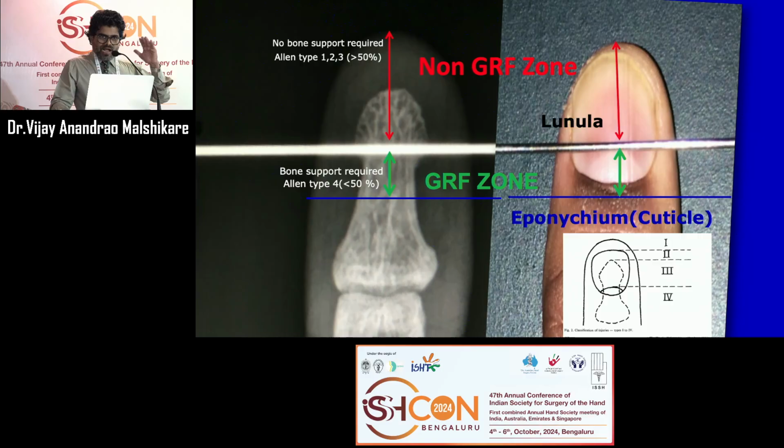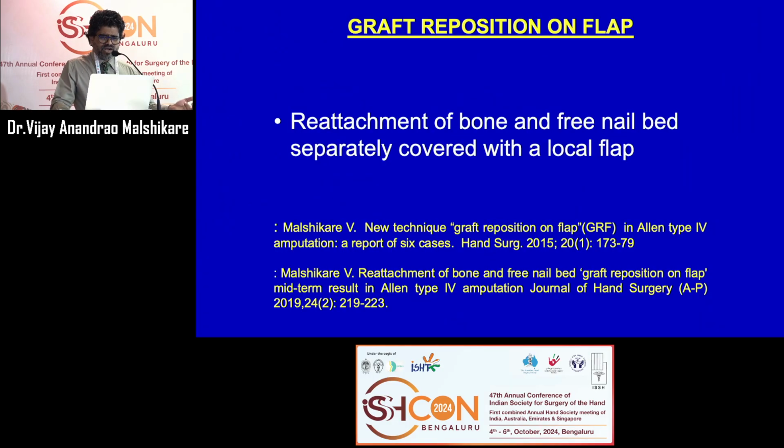So I have modified this. In my classification, distal to the lunula is a non-GRF zone, covering types 1, 2, 3, where more than 50% bone support is there and there is no requirement for bone to attach. But if it is proximal to the lunula up to the eponychium, we need the support of bone, and this falls into a type 4 amputation. I call it the GRF zone. What is graft deposition flap? It is a reattachment of bone and free nail bed, separately covered with a local flap.